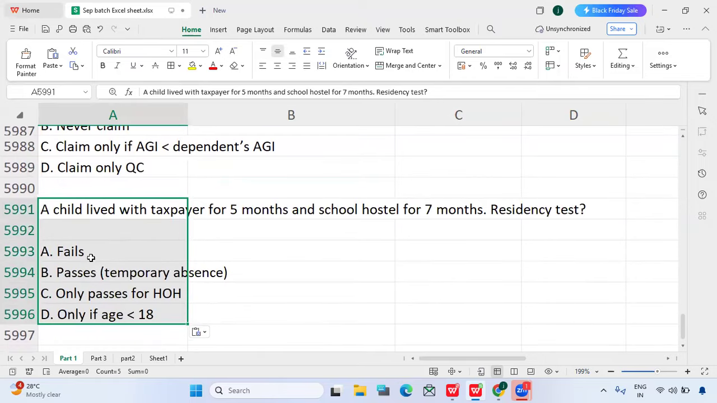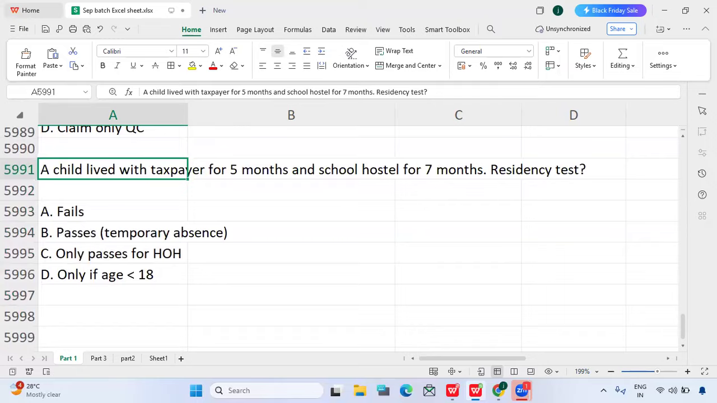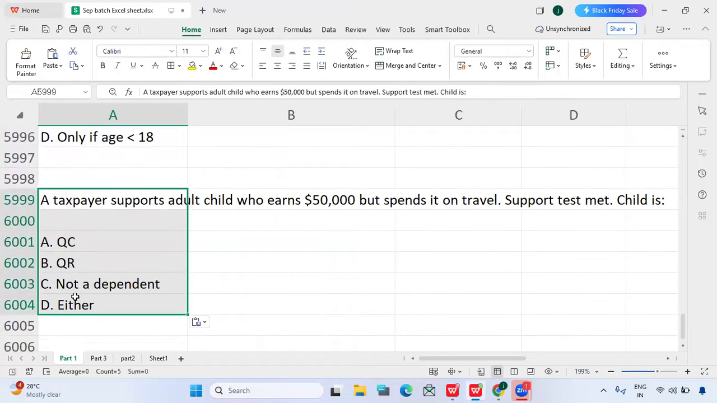Next question. A child lives with the taxpayer for 5 months and in a school hostel for 7 months. Residency test: fails or passes? Temporary absence, passes. Option B. Passes, right.